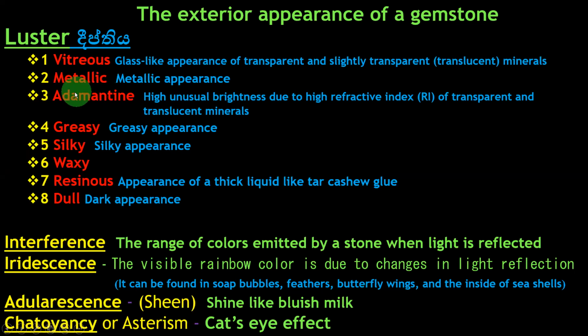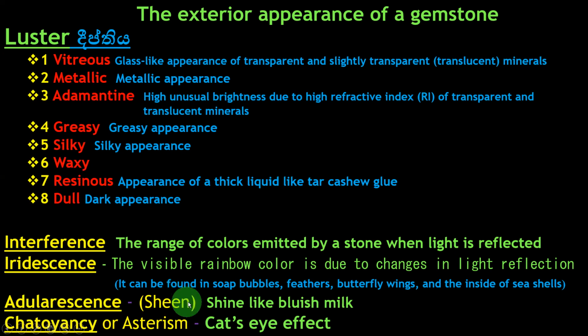Vitreous, metallic, adamantine, greasy, silky, waxy, resinous. This appearance is like a thick liquid such as tar or cashew glue. You know cashew glue; that is resinous. Then dull, a dark appearance. So there are eight lustre grades: vitreous, metallic, adamantine, greasy, silky, waxy, resinous, dull.